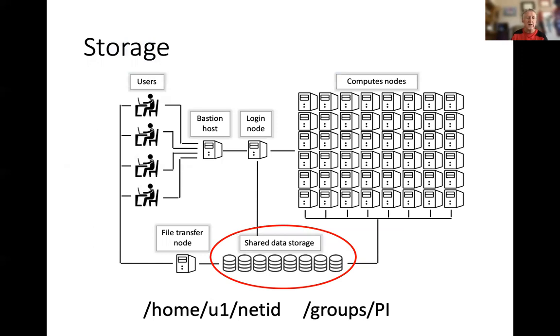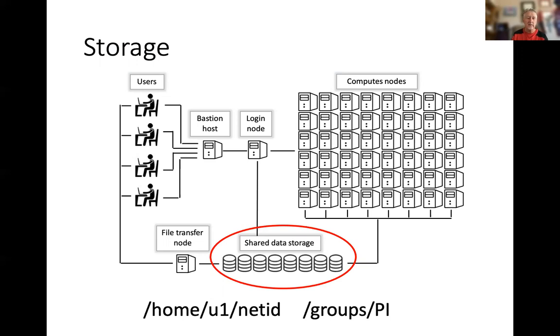All right, so now in our logical view of the supercomputer, let's look at the storage. You see that from the login node, there's a line directed to shared storage. So from the login node, you can access your shared storage, but from the Bastion host, you cannot.